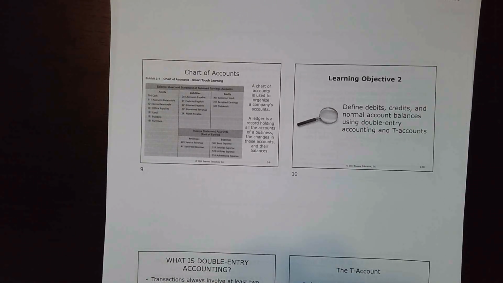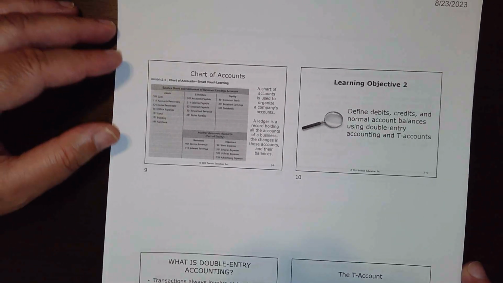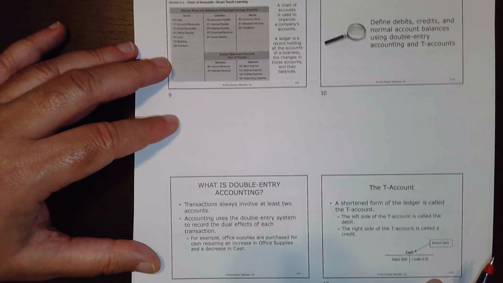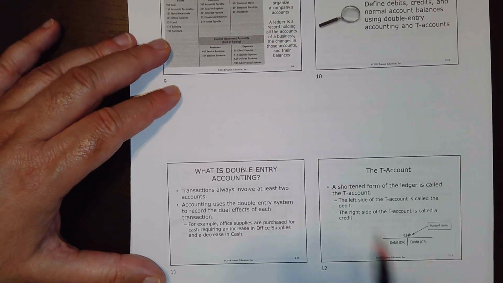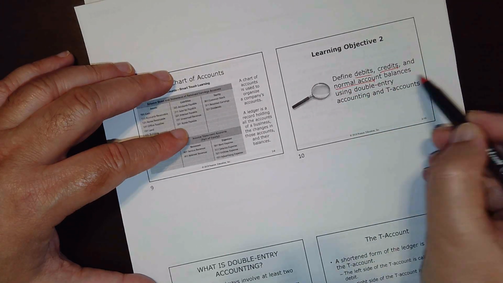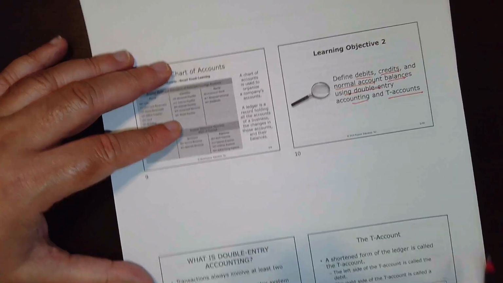Here is another example of a chart of accounts that you can see. It's just an organizational chart showing how and where you can find the accounts. So again, we'll talk about the definition of debits, credits, normal balance, and balances using double entry accounting and the T account.